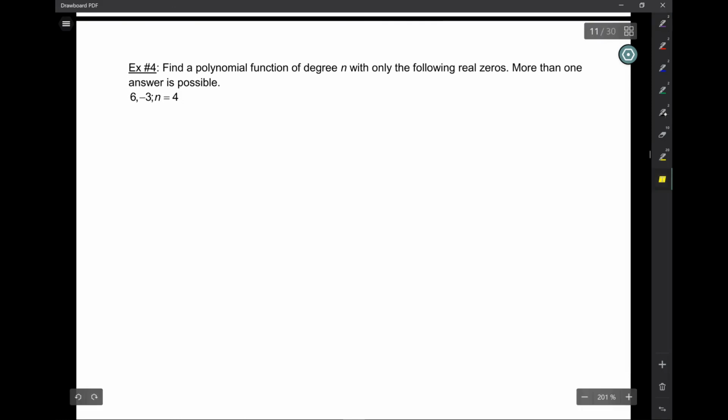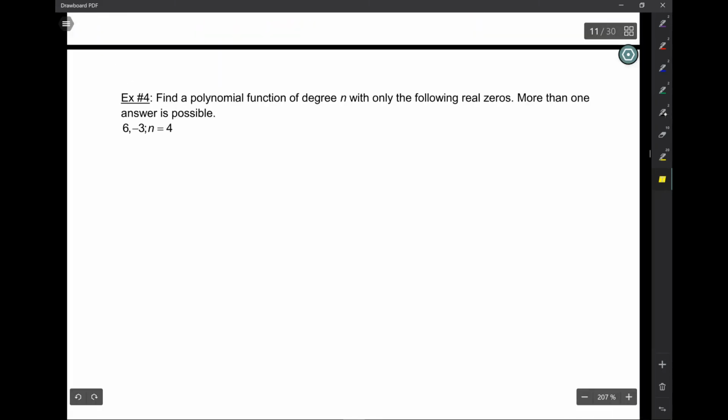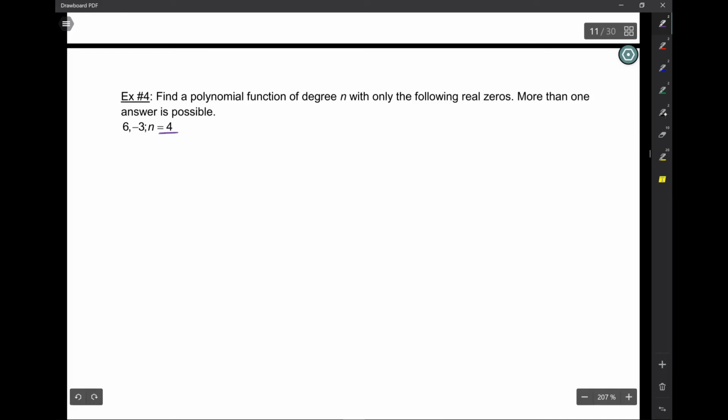Okay, now going backwards, find a polynomial function of degree n with only the following real zeros. More than one answer is possible, right? So here's what I want you to do. N is equal to 4, right? Again, more than one answer is possible here. N is equal to 4. That means all of the exponents together, right? They have to have a maximum of 4. So here's what I mean.